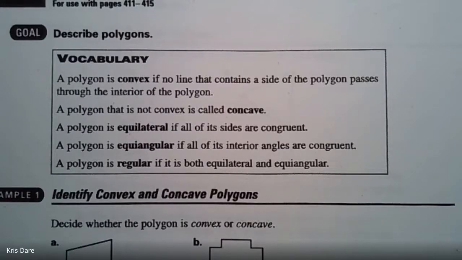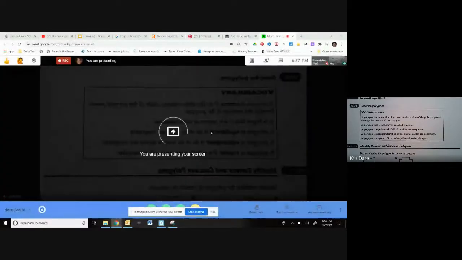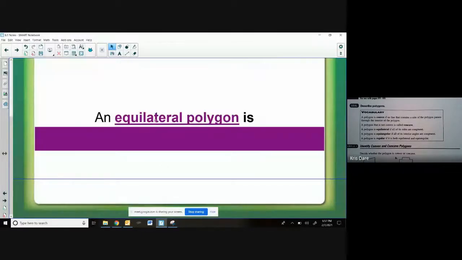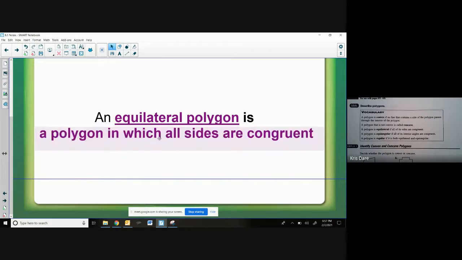All right, I want to go over 3 other vocabulary terms with you besides convex and concave. Okay, one of them is equilateral polygon. I'm sure you understand that the prefix equi means equal and lateral means sides. So if we have an equilateral polygon, we have a polygon with equal sides. It's a polygon in which all the sides are congruent.